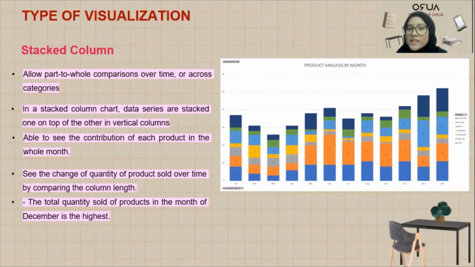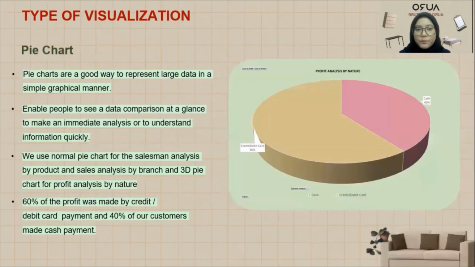We also can see the changes of quantity of products sold over time by comparing the column length. For example, by looking at the chart, we can conclude that the total quantity sold of product in the month of December is the highest. Next one is the pie chart. Pie charts are a good way to represent large data in a simple graphical manner.